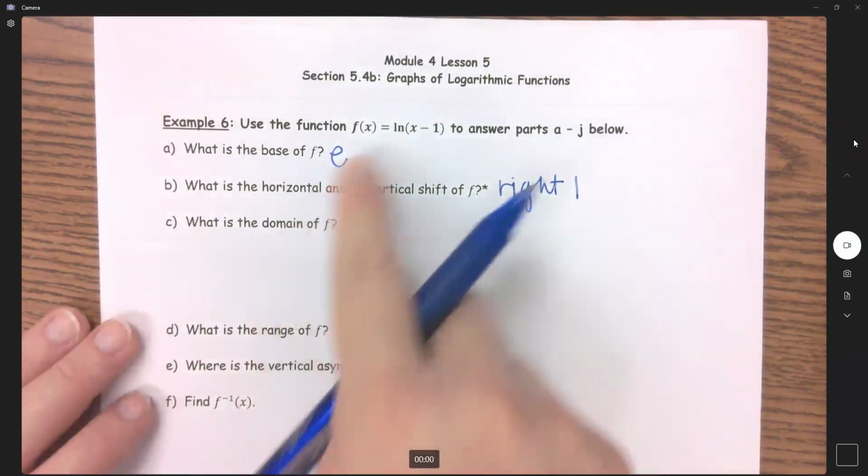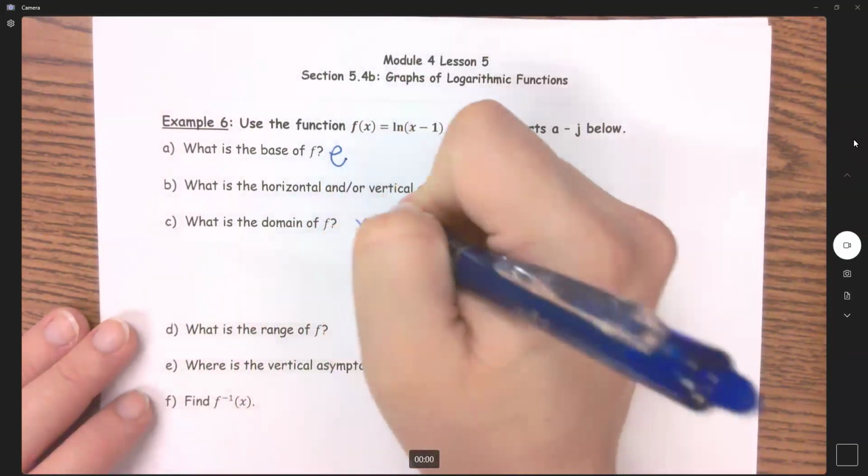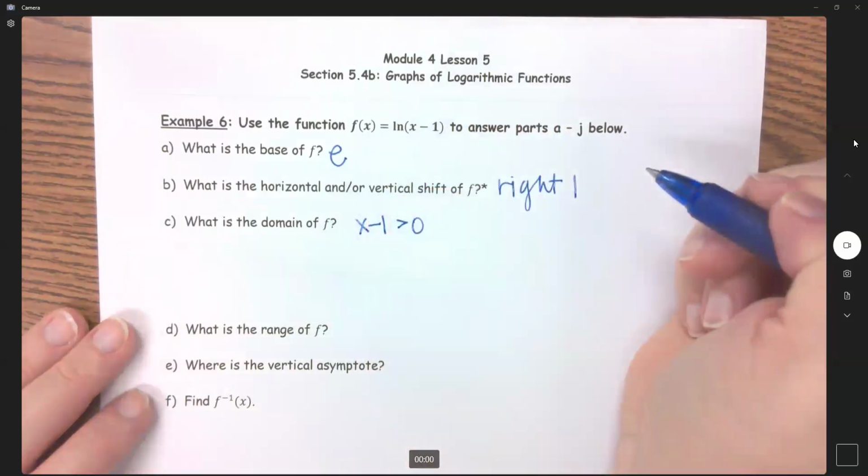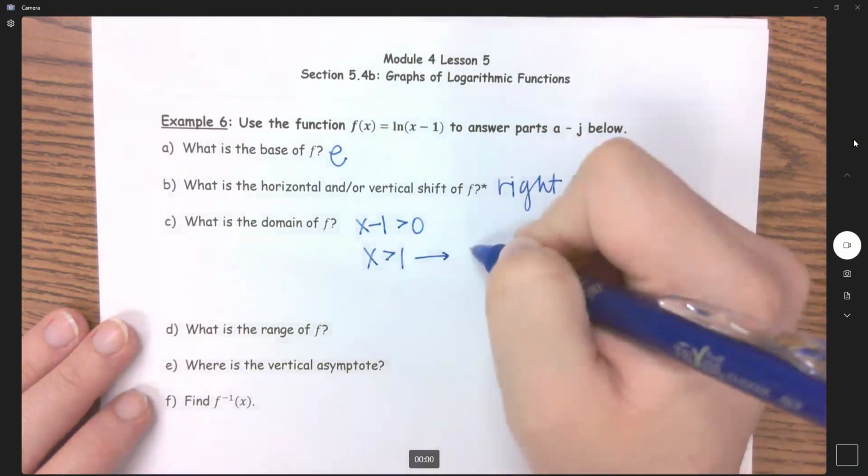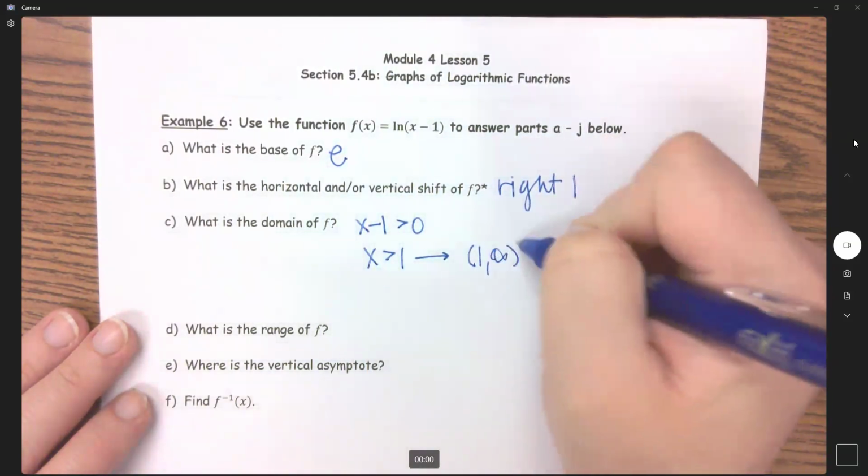So what is the domain? I'm going to take what's inside, set that to be greater than 0. So we get x must be greater than 1. So in interval notation, that's 1 to infinity.